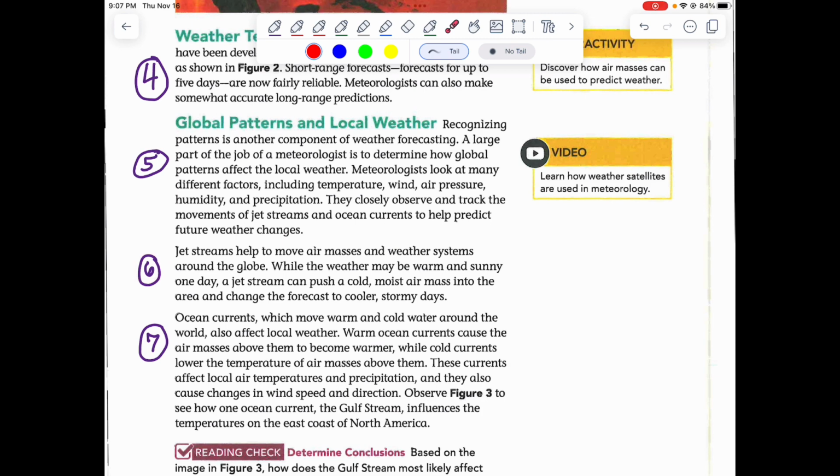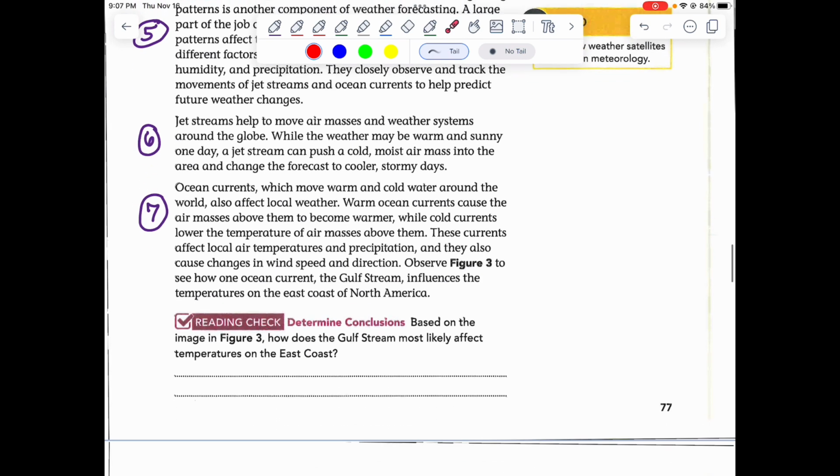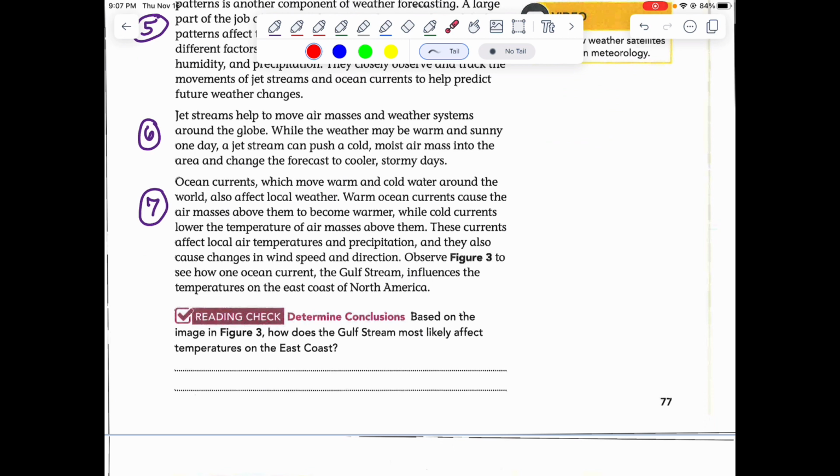Paragraph 6. Jet streams help to move air masses and weather systems around the globe. While the weather may be warm and sunny one day, a jet stream can push a cold, moist air mass into an area and change the forecast to cooler, stormy days.